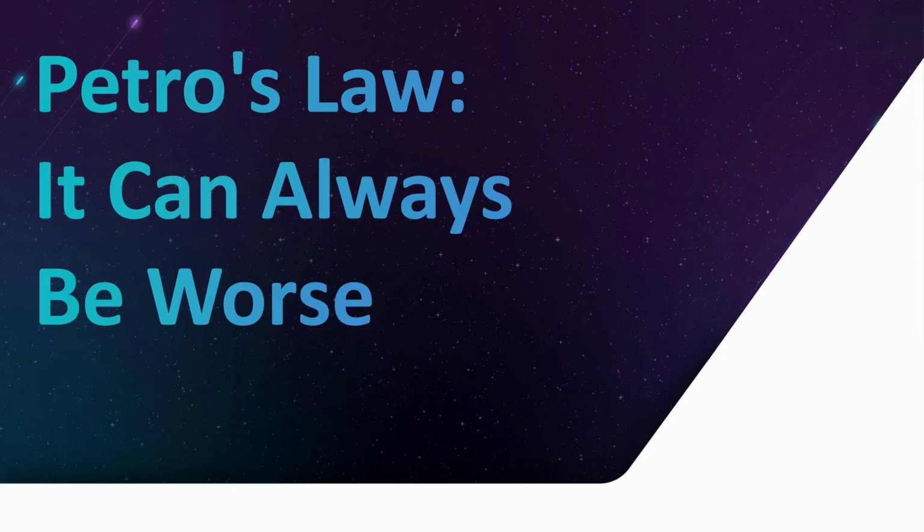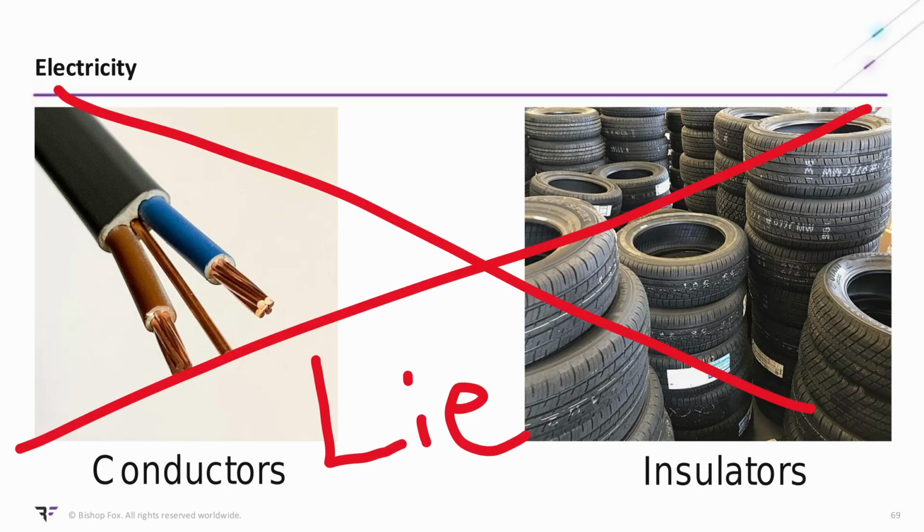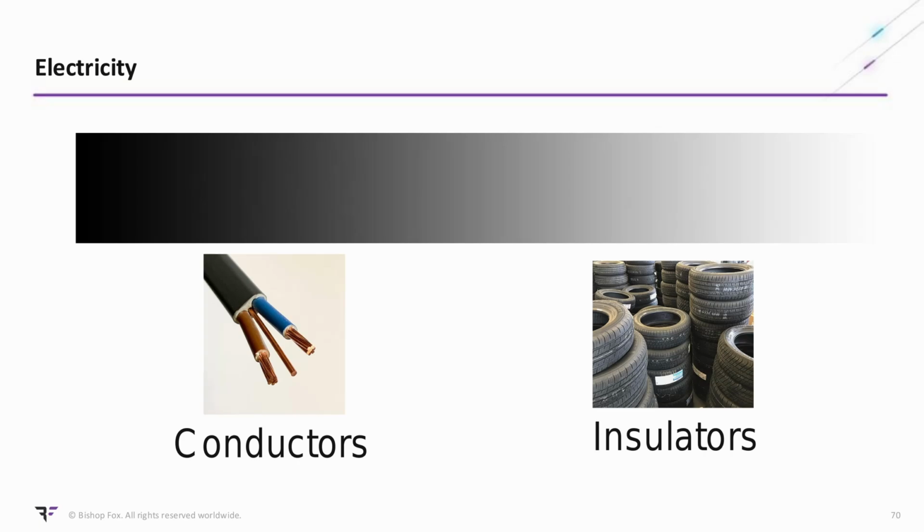But it can still be worse. So you've probably been taught in school that there are two types of materials: conductors and insulators. This is, of course, a lie. All materials are conductors. All materials are insulators. They exist on a spectrum.